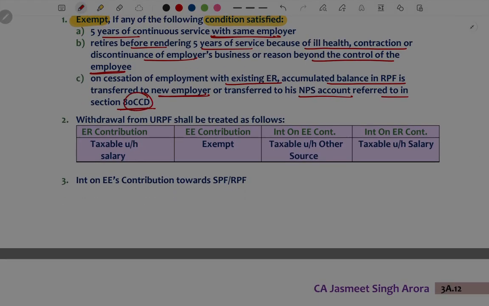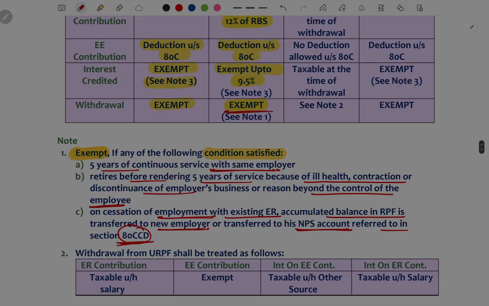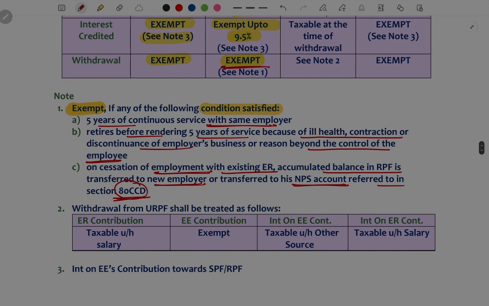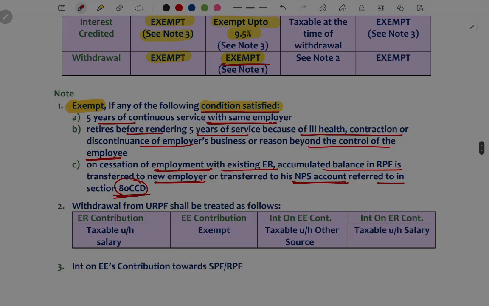So in the deduction chapter, you will see section 80CCD, where on cessation of employment, meaning on the discharge of the employee, the accumulated balance in RPF is transferred to the new employer or to his NPS account referred to in 80CCD. Then it will be allowed; it will be exempted. In these cases it will be exempted if any of these conditions is satisfied.